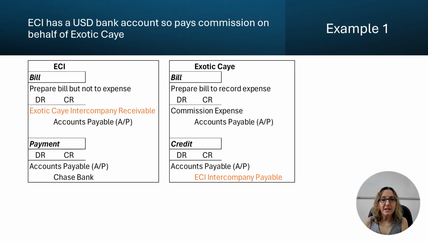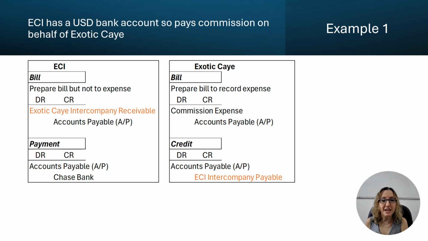So as I mentioned, example 1 is where ECI is paying an expense on behalf of Exotic Key. So we need to look at the accounting in each separate legal entity. So on ECI's books, they're going to prepare a bill, but that bill is not going to be to the expense account commission because it's not ECI's commission. It's actually Exotic Key's commission.